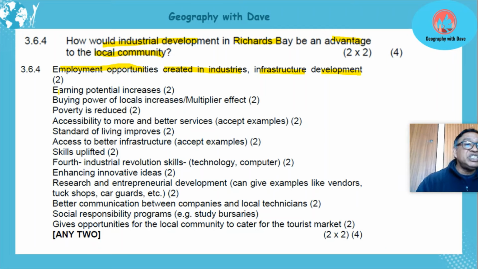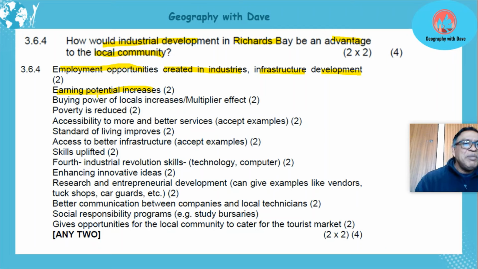Earning potential increases. Can you see? We're dealing with the social and economic factors that will benefit the local community. Can you see it? We're basing it on that. So the word local community came, and suddenly it looks a bit different, but it's a local community. How I could phrase this as: how could the people living in the area benefit from this?